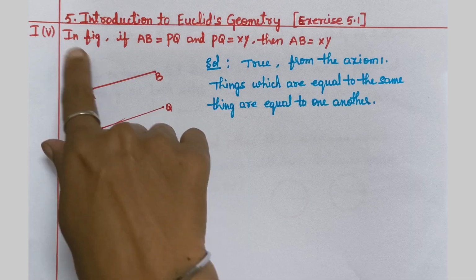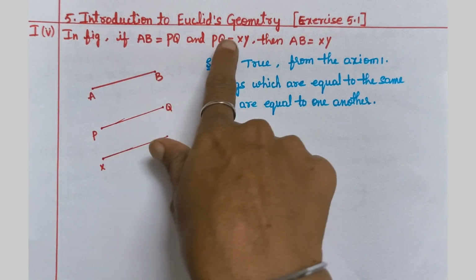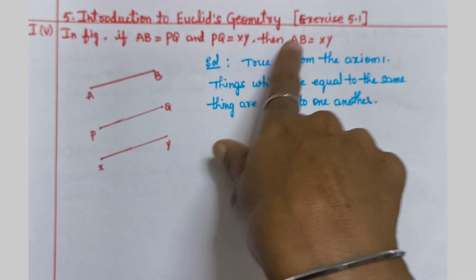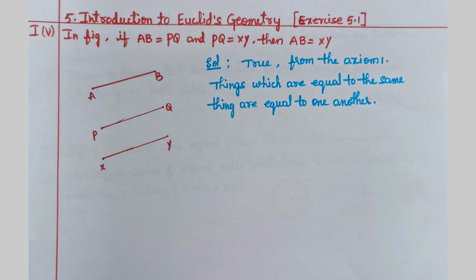Now fifth question. See beta. AB is equal to PQ, PQ is equal to XY. Then AB is equal to XY. This is axiom 1.